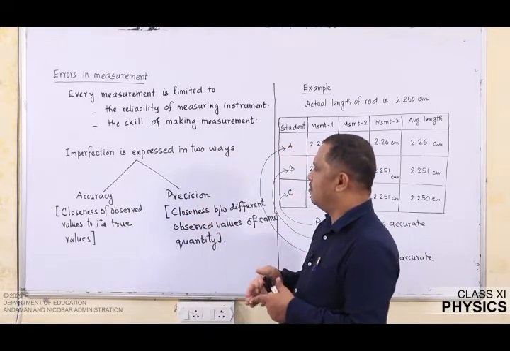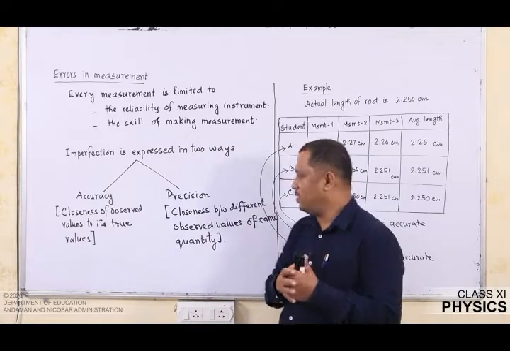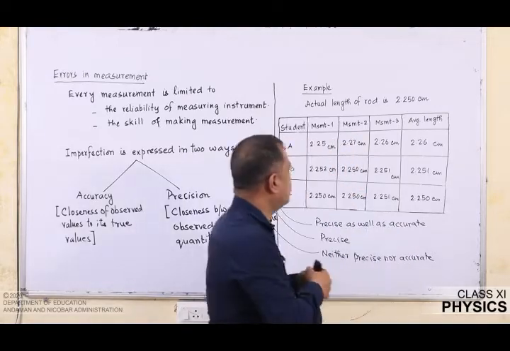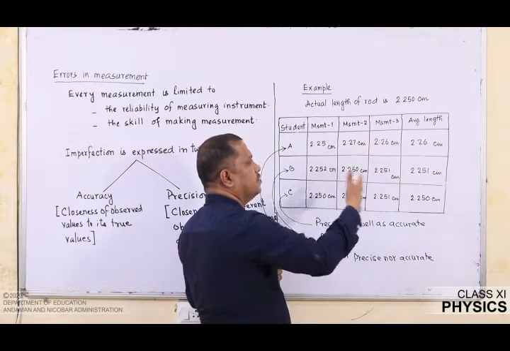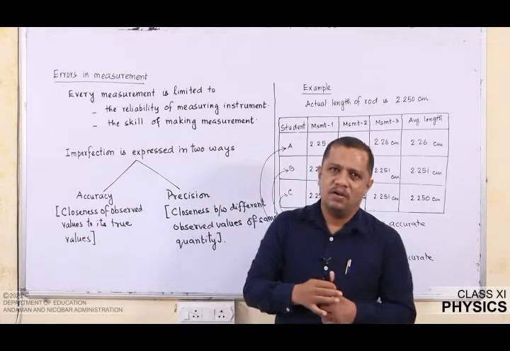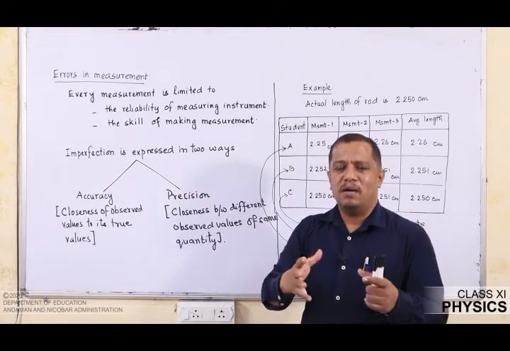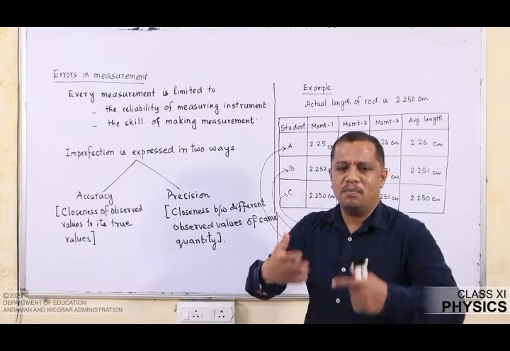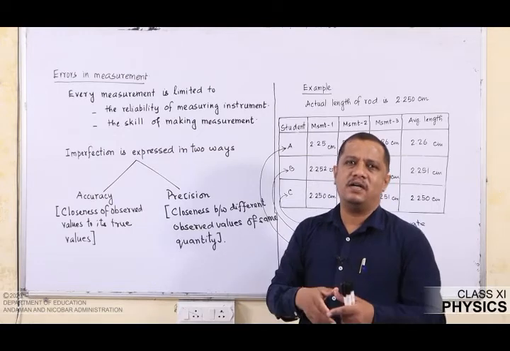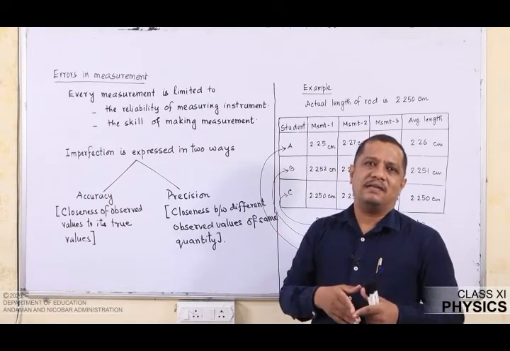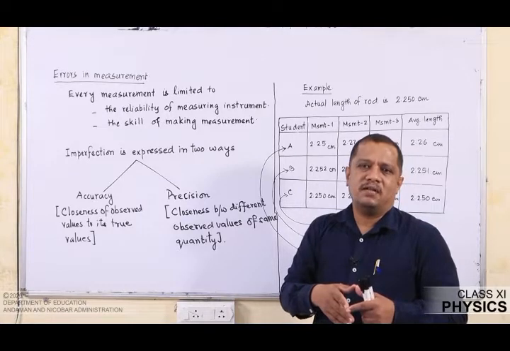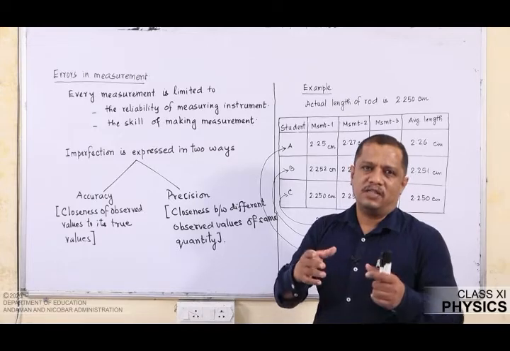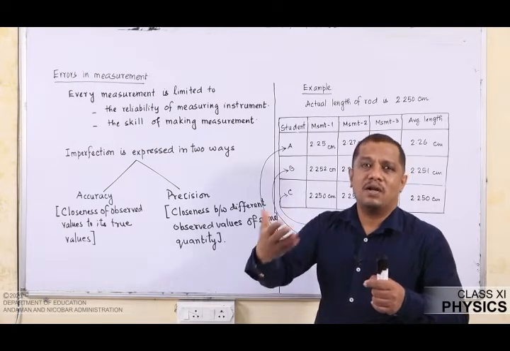Next, if we say the value is precise, what do we actually mean? Whenever we make a measurement, we measure 3 times, 4 times, 5 times. In our lab, we ask students to measure a minimum of 5 times. When we make more measurements of a physical quantity, the errors go on decreasing, or we should say the measurement will be closer to the true value. This is the reason why we ask students to measure a particular physical quantity more number of times.